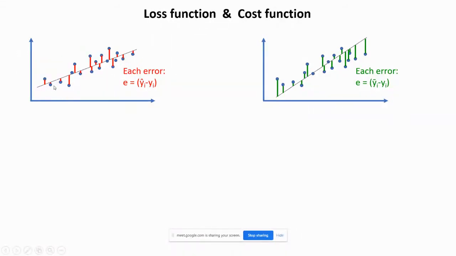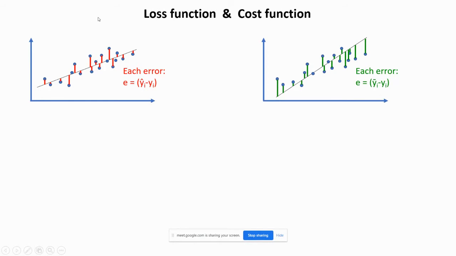So what is the error associated with each point? Essentially, it is nothing but the difference between the two. This is my y1 and this is my y hat 1. What is the error associated with it? Just the difference. Similarly, this is my y2 and this is my y hat 2, so this small red line is your error, and so on and so forth. Similarly here, my yi is here and my y bar i is here. The error is yi minus y bar i, or vice versa, just the magnitude.